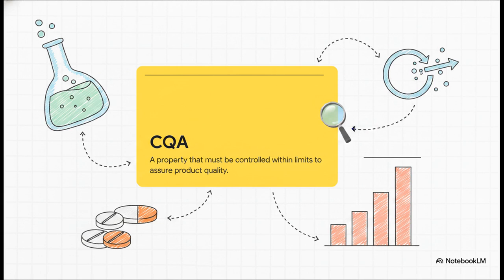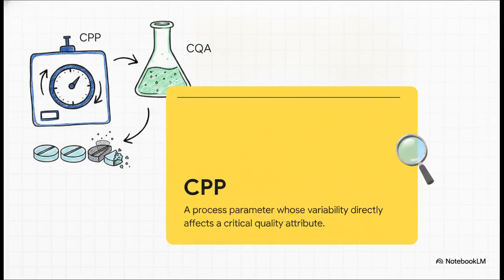Think of things like the drug's assay for correct potency, content uniformity for dose consistency, or the dissolution rate. If any of these fail, the drug fails, period. Now, how do we guarantee those attributes are met? That's where CPPs come in. A critical process parameter is a machine or process setting whose variability directly affects one of those CQAs. Imagine you're manufacturing a tablet. Turning a specific dial on your machine, like, say, adjusting the compression force, physically impacts the hardness of the tablet, which then directly impacts that dissolution CQA we just talked about.